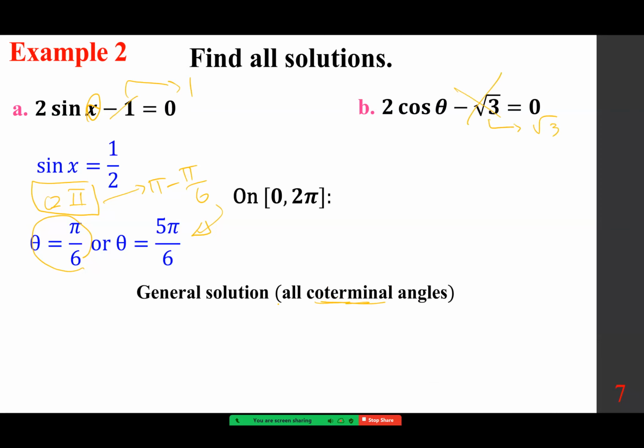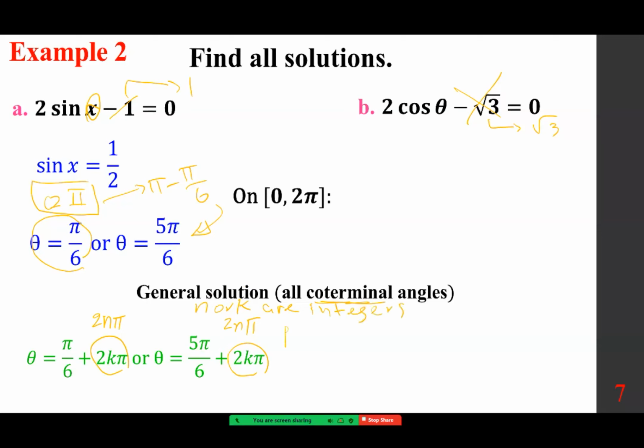As far as general solution, in other words, all coterminal angles, that's the terminology. All you have to do is add 2n pi or 2k pi. In some texts we may use, or even in this case, sometimes we use 2n pi. It's the same thing, class. N or k are integers.